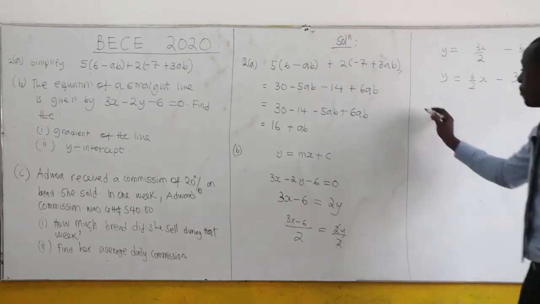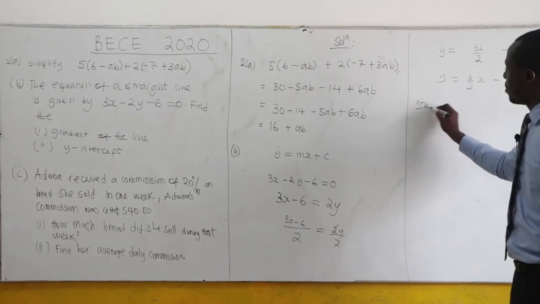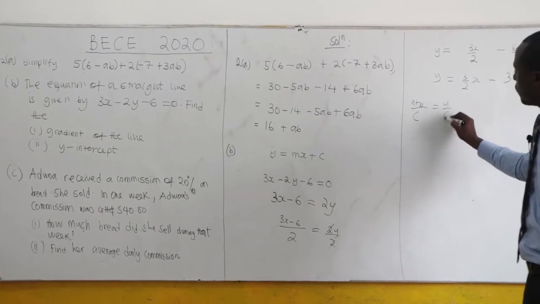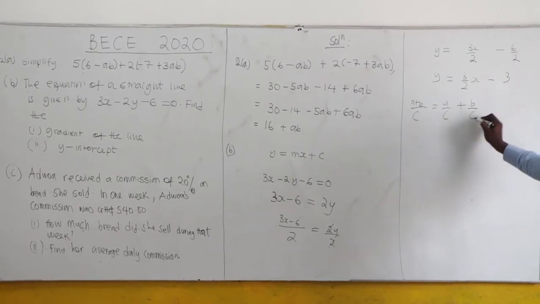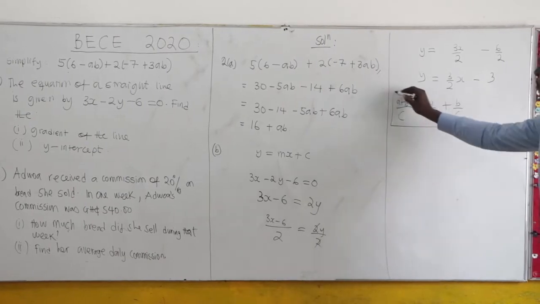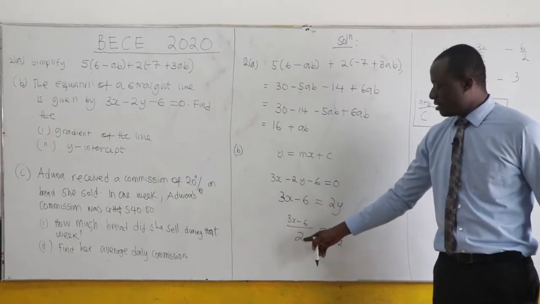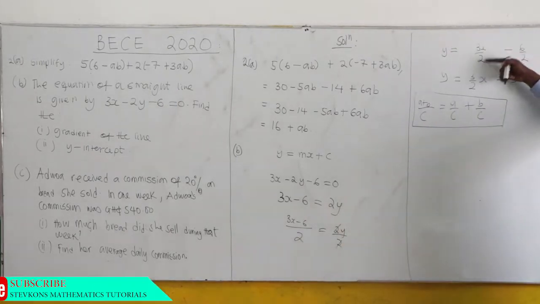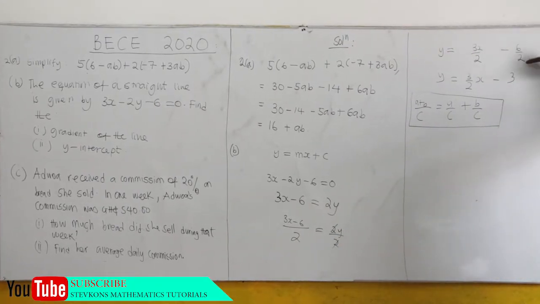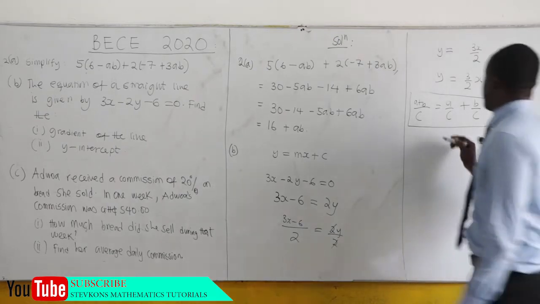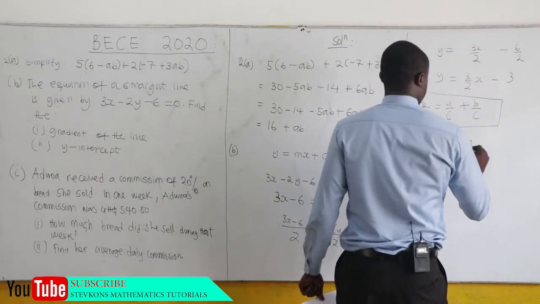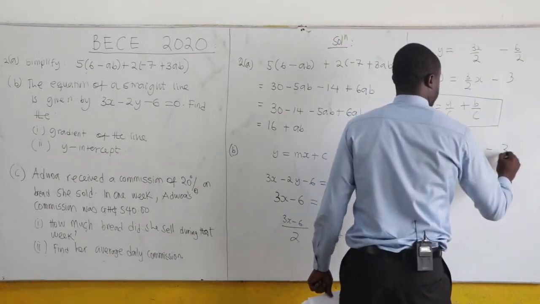Now, let's note, if you have a plus b all over c, this is the same as a over c plus b over c. So in this case, 3x minus 6 over 2 is the same as 3 over 2 x minus 6 over 2. So this is what we have. So this is the equation, y equal to 3 over 2 x minus 3.